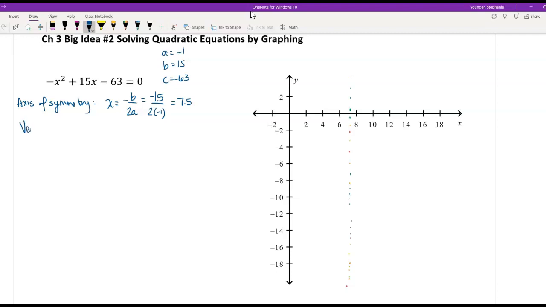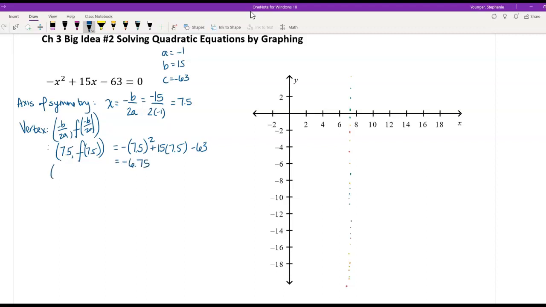Our vertex is a point of -b over 2a, comma, f of -b over 2a. However, I know what -b over 2a is. It's 7.5. So this is actually 7.5, comma, f of 7.5. So let's actually substitute in. We have -7.5 squared plus 15 times 7.5 minus 63. So if we were to put this into our handy dandy calculator, we actually get a value of -6.75.